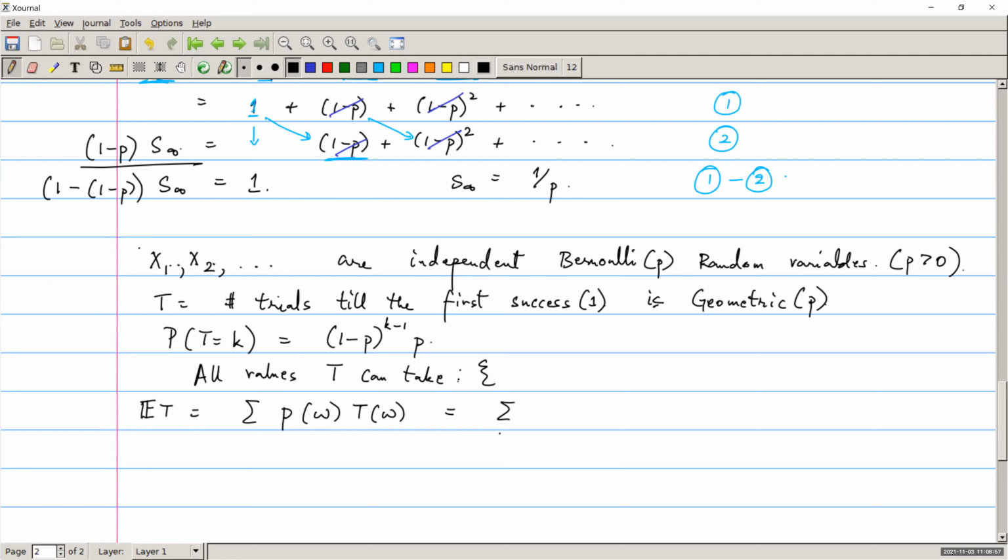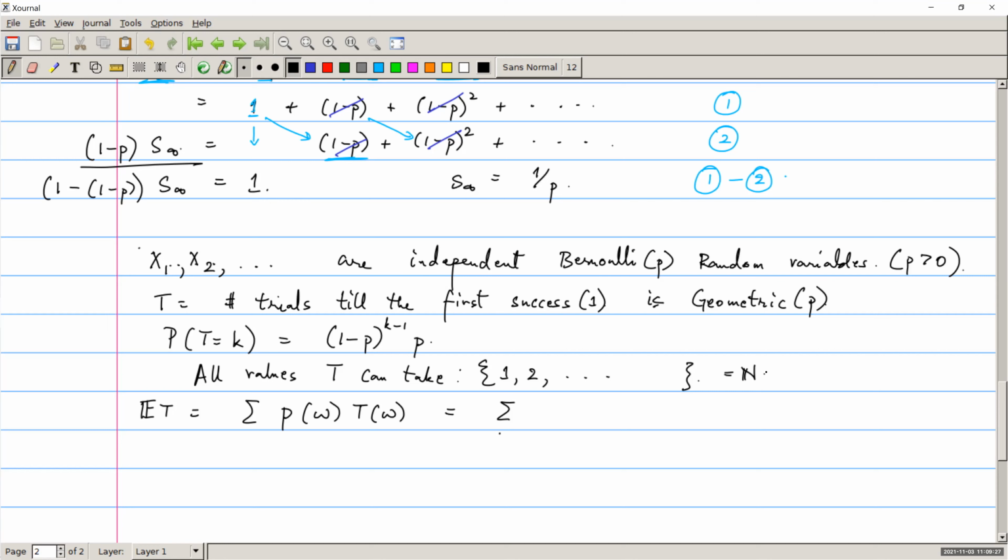What are the values t can take? T can't be 0, right? The random variables are x1, x2, and so on. So t has to be 1, 2, 3, and so on. So the values t can take are 1, 2, 3, and so on. We call these natural numbers. So these are all the values t can take.